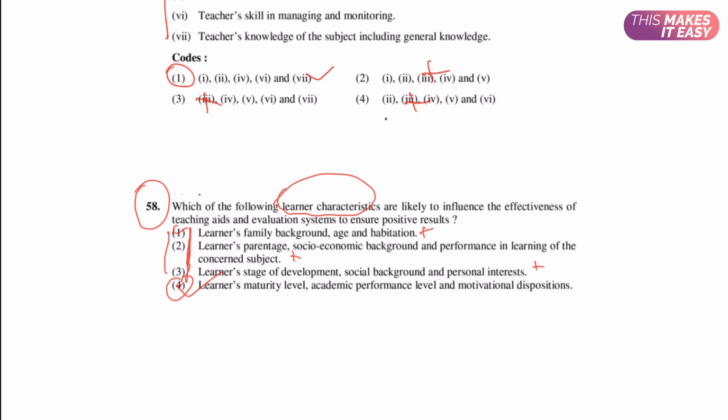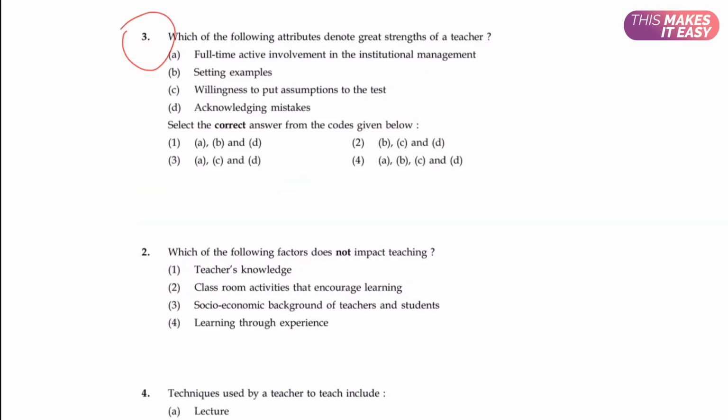Let's solve some more questions from previous papers. This is the question from 2015 December. Which of the following attributes denote great strength of a teacher? The first statement says that full-time active involvement in institutional management. As a teacher, involvement in institutional management is not the first priority of a teacher. So we will knock out all the options which have A. By reading the first statement itself, we have come to the answer. You don't need to read the other statements at all.